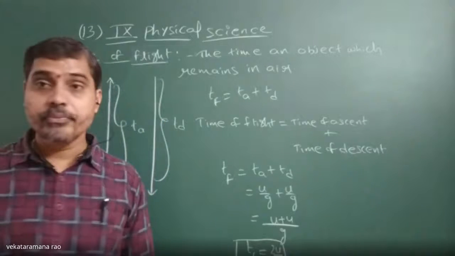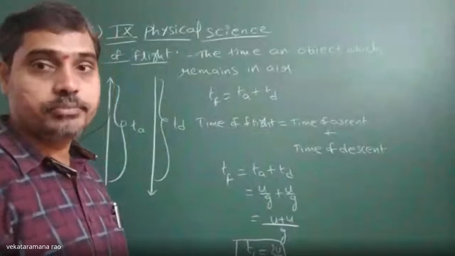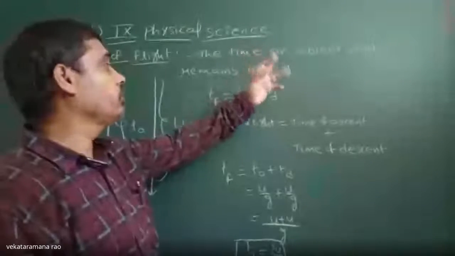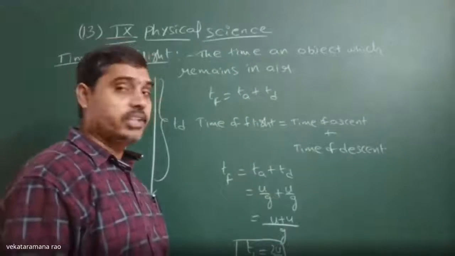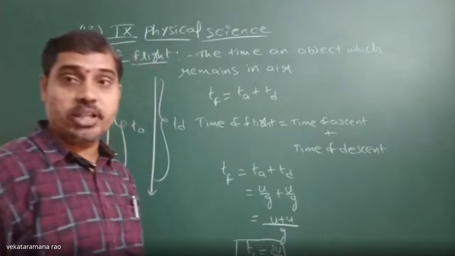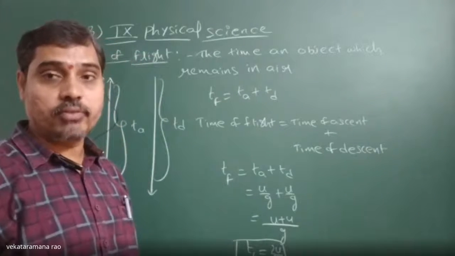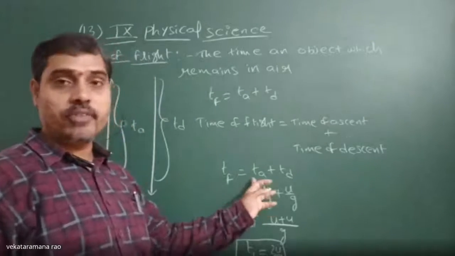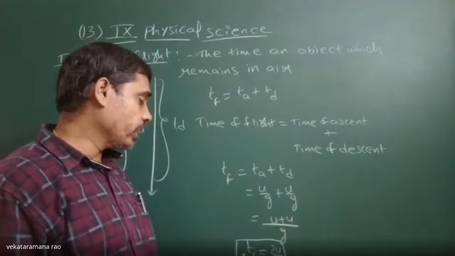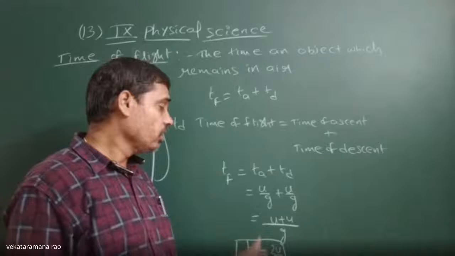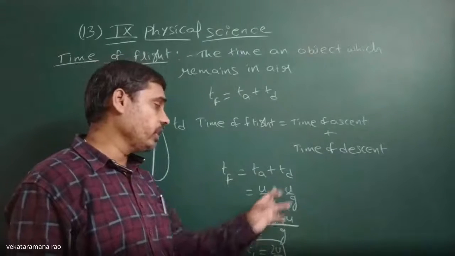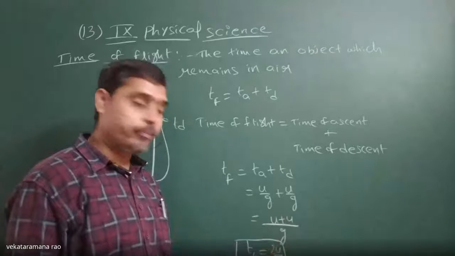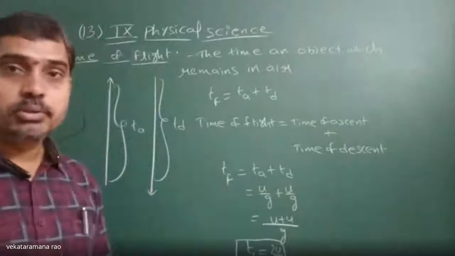Time of flight is the time in which the body remains in air. Flight is nothing but air. So how much time it will remain in air, that we call the time of flight. What is the time of flight formula? Time of flight is the summation of time of ascent and time of descent. Therefore, TF is equal to TA plus TD. TA formula is u by g, TD formula is u by g. So time of flight is equal to u plus u by g, that is 2u by g. So, please note down.